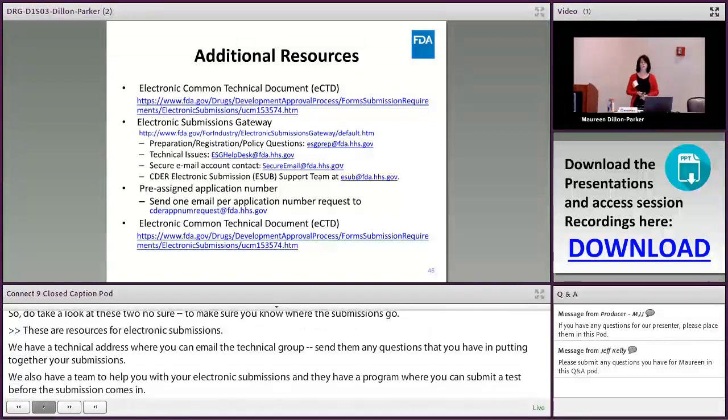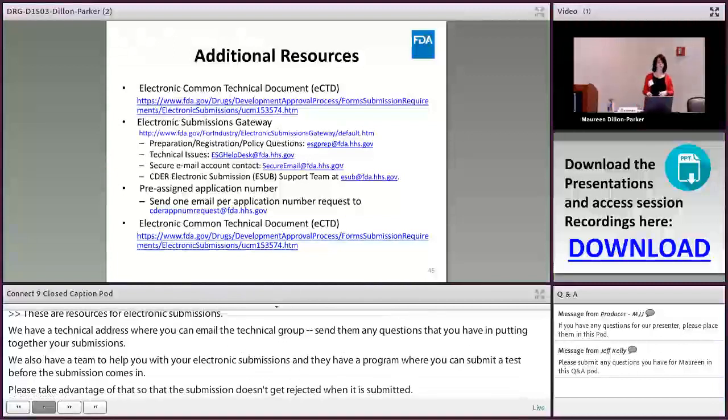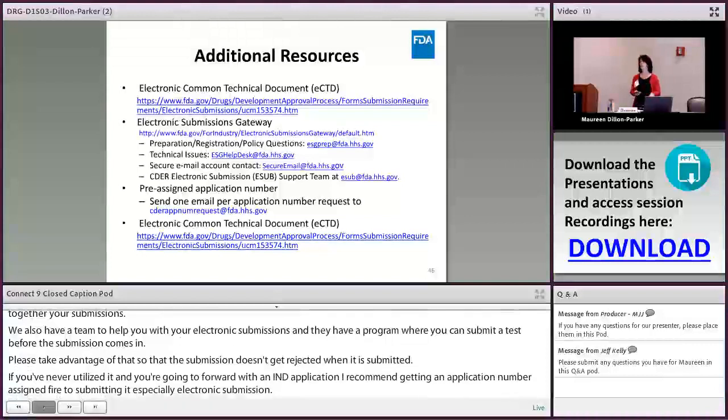If you've never utilized it and you're going to move forward with an IND application, I highly recommend getting an application number assigned prior to submitting it, especially coming in electronically. You're going to need that number. So here's the address for that, the CDER app number request. General information is needed on the drug, the sponsor, the indication in order to get that established. And then here's information on the electronic common technical document.